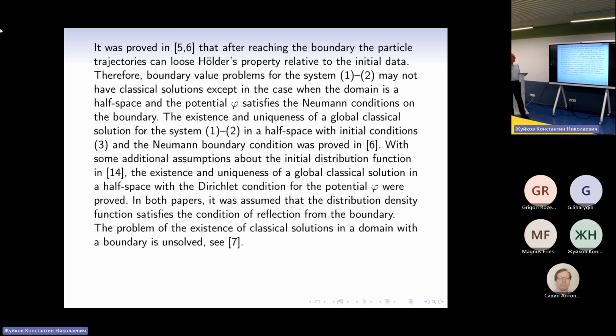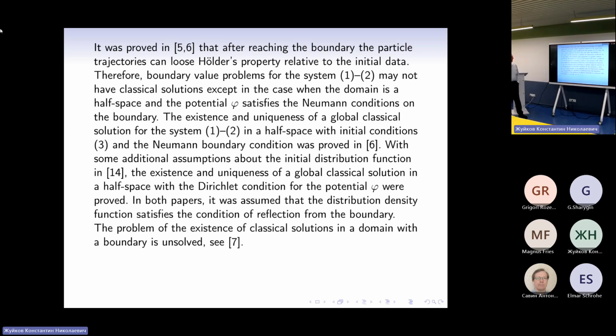Long ago, it was proved that after reaching the boundary, trajectories of particles, mathematically speaking characteristics, can lose smoothness with respect to initial data. Therefore, in the general case, we cannot guarantee existence of a so-called classical solution if we consider a mixed problem. So the problem not in the whole space, but in some domain with boundary.